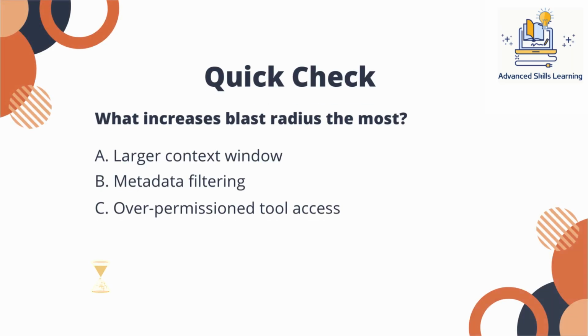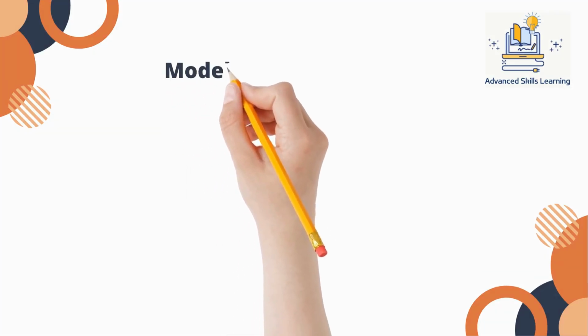Quick check, 2 seconds. What increases blast radius the most? A. Larger context window. B. Metadata filtering. C. Over-permissioned tool access. Keep your guess. The answer is C. Over-permissioned tool access. When models can act, security stakes rise dramatically.